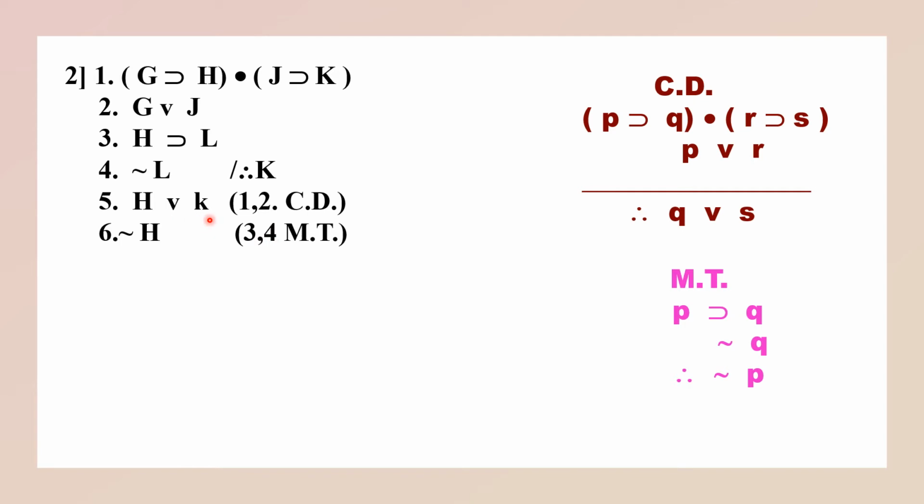DS, because this is a disjunctive proposition and we have the negation of the first disjunct. So you can get the second disjunct. DS, P or Q, not P, therefore Q. H or K, not H, therefore K. 5 and 6 DS. Thus we have established the validity of this argument.